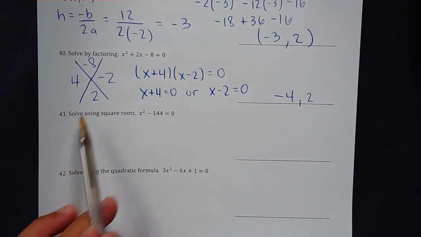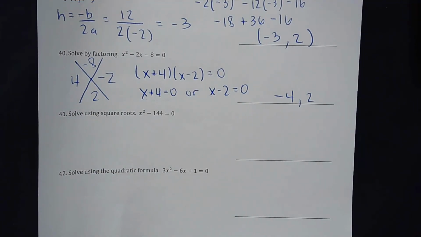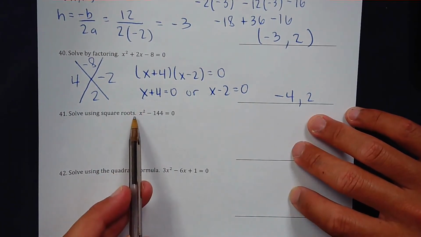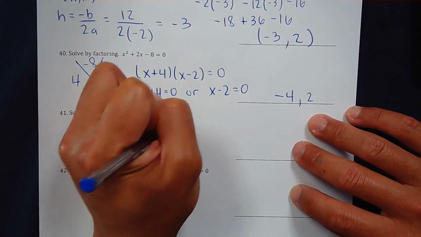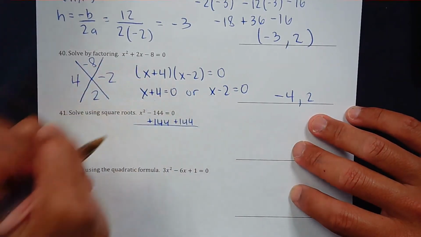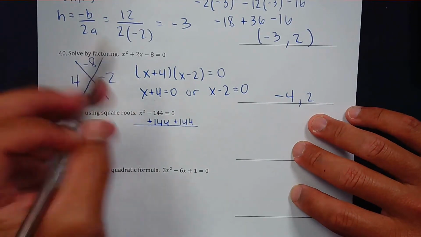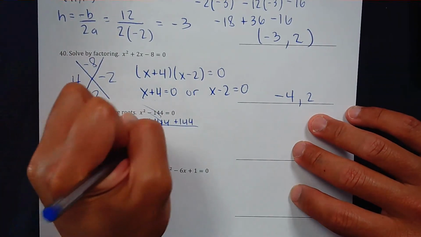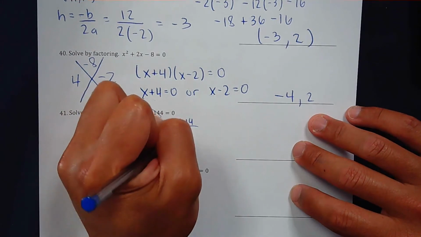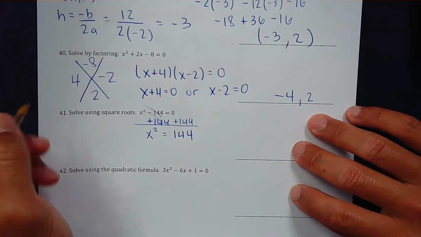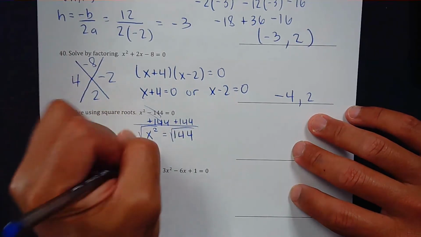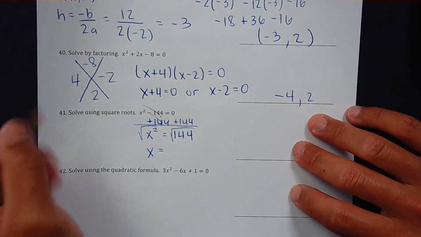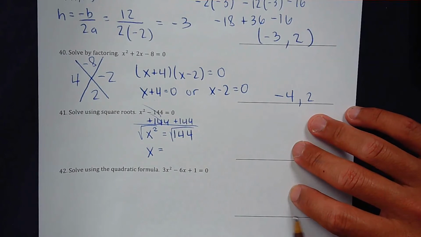All right, solve using square roots. That's the same thing as solving by getting x by itself. So we have x over here. We can add 44 to both sides. On the left-hand side, that cancels out. We're just left with x squared is equal to 144. And then we go ahead and take the square root of both sides. X is equal to, well, the square root of 144 is 12.